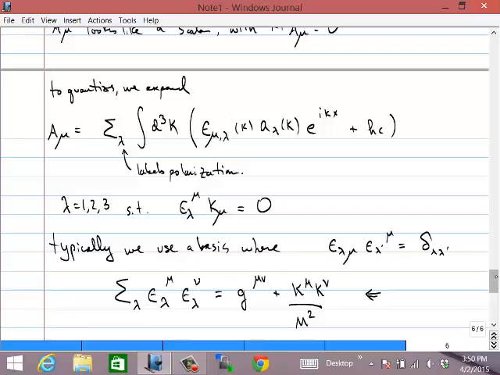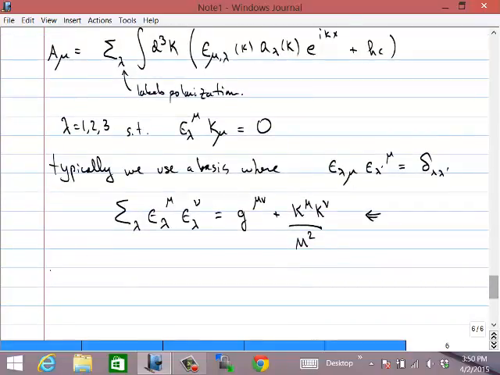And the quantization is completely straightforward. So for example, the Feynman rules are reasonably straightforward.